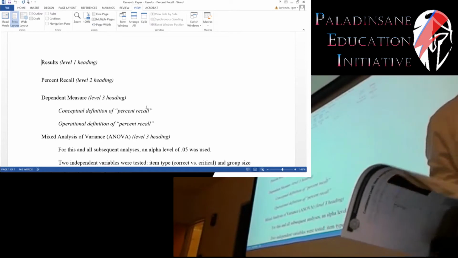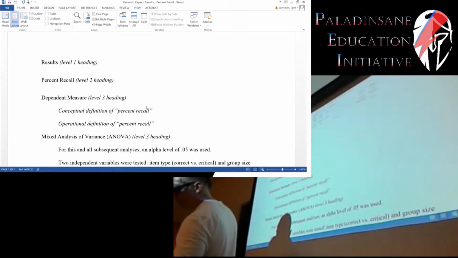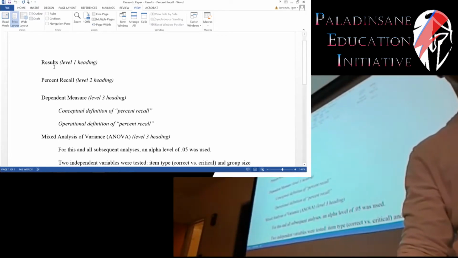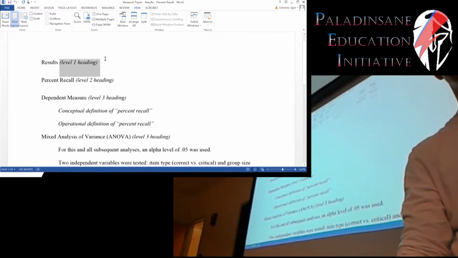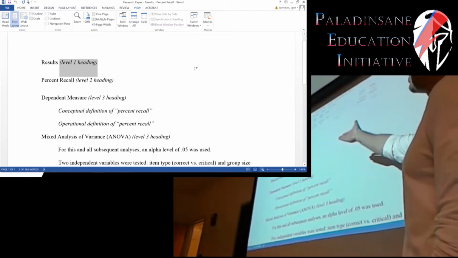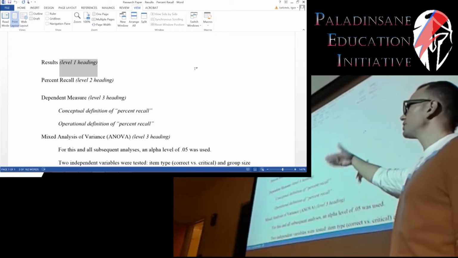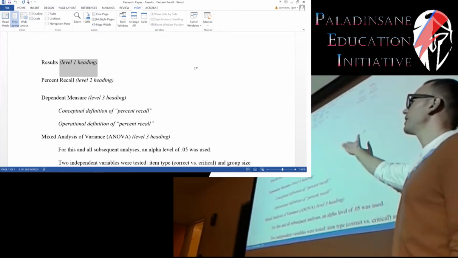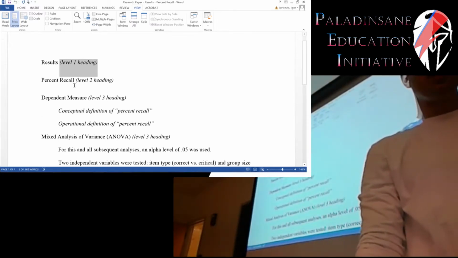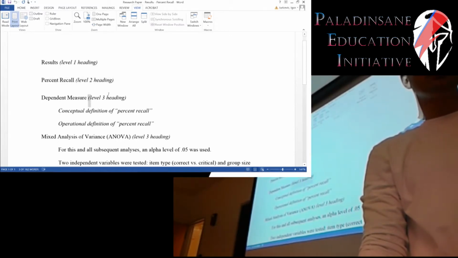All right, a few more things that I'll mention. Number one, this is the template that we're going to be using. Basically, anything right now that is in italics, we need to change. So Results is a level 1 heading. We'll fix that if we have time when we get to the APA format portion. If not, then you'll need to address that when you're finalizing this draft. Percent recall is what we're writing up right now. That's a level 2 heading. Dependent measure is a level 3 heading.